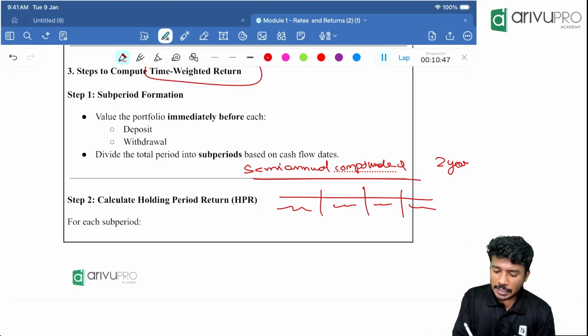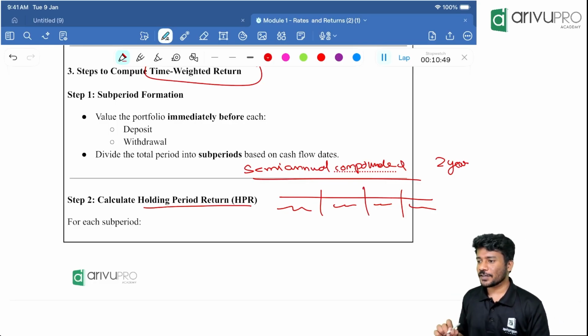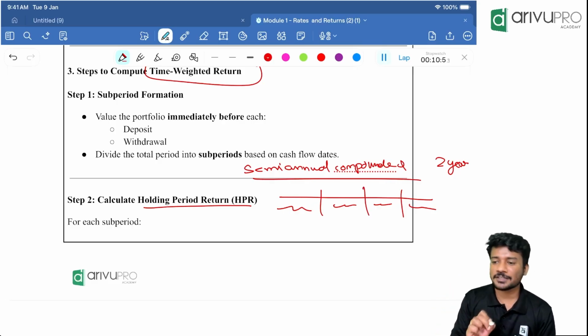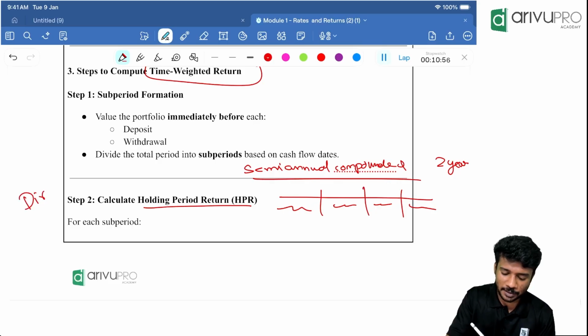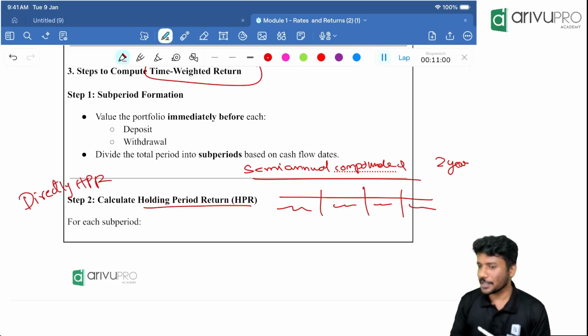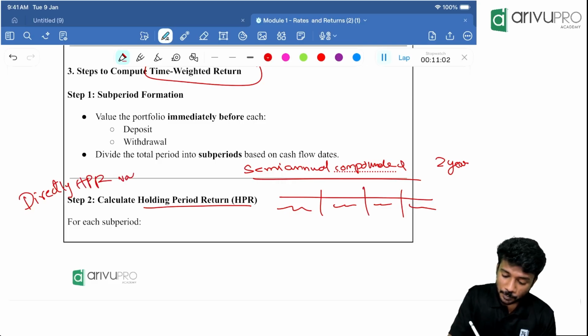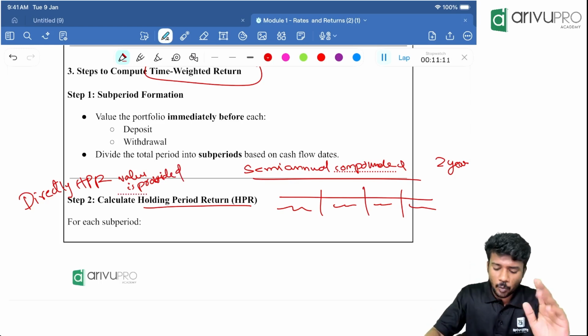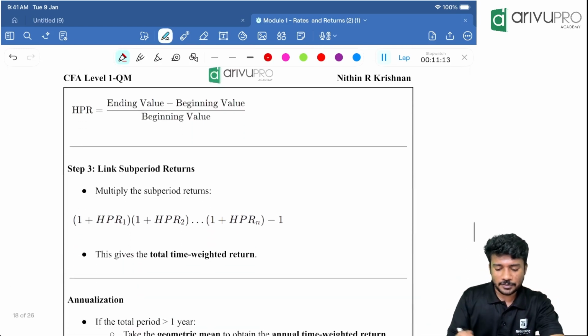Now calculate HPR. Do you know how to find HPR? Yesterday we studied, right? But the funniest part is, in any questions based on this, they will directly give HPR. Directly the HPR value will be provided. If not, we will use our HPR formula in order to calculate the value of HPR.